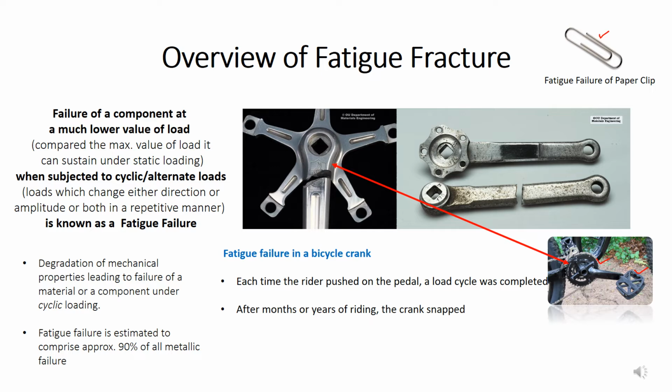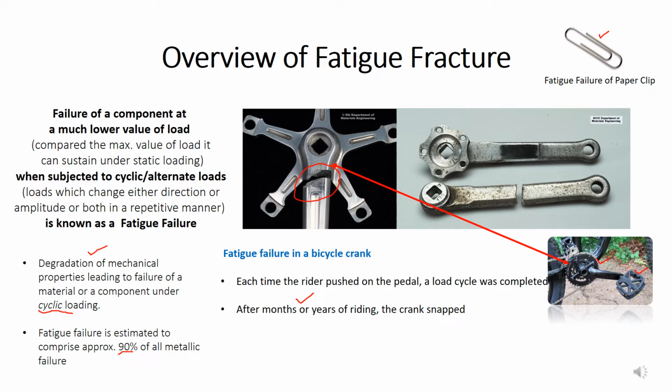After using the bicycle for months and years, it generally fails, and this failure occurs due to fatigue loading. Fatigue loading is the degradation of mechanical properties, which in turn leads to the failure of a material or component when it is subjected to cyclic loading. Actually, fatigue failure is estimated to comprise 90% of metallic failures. So of all the failures which occur in metallic components, 90% are due to fatigue.